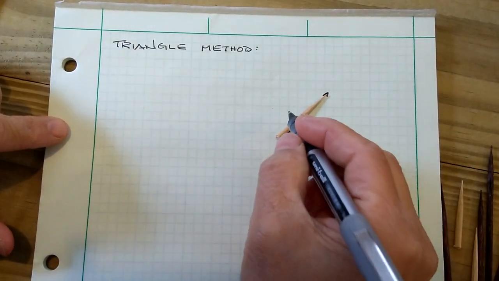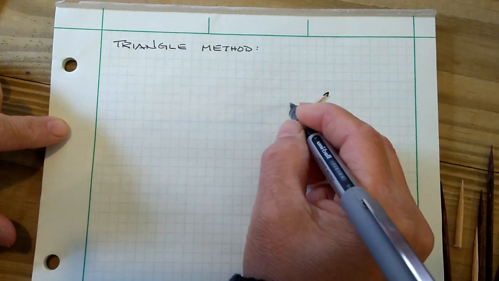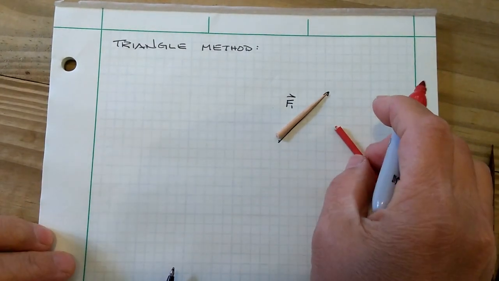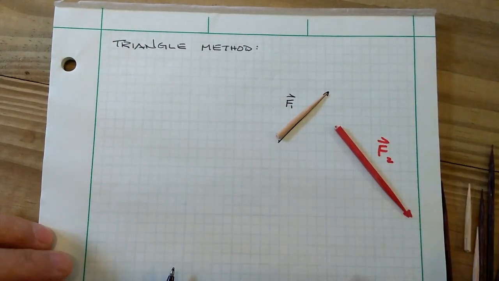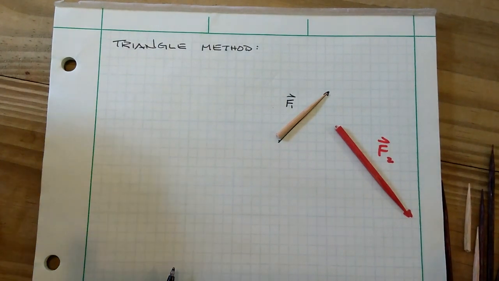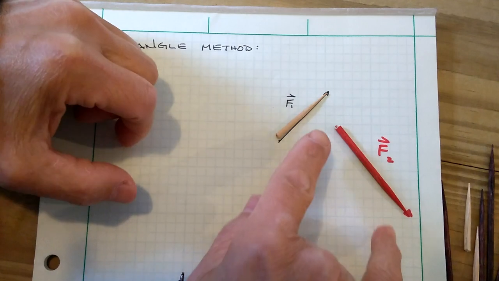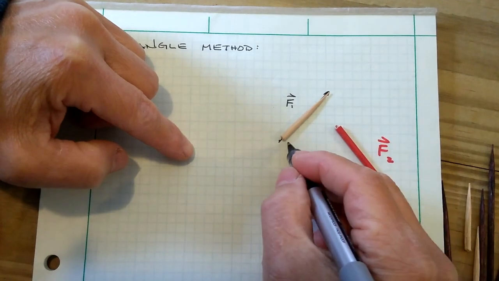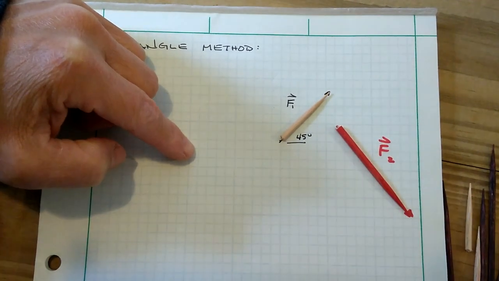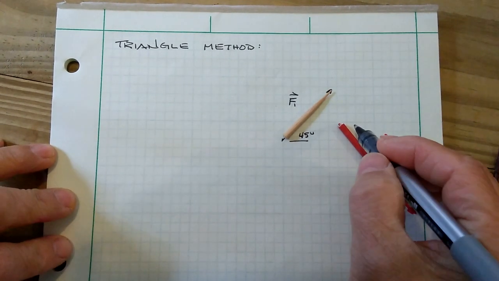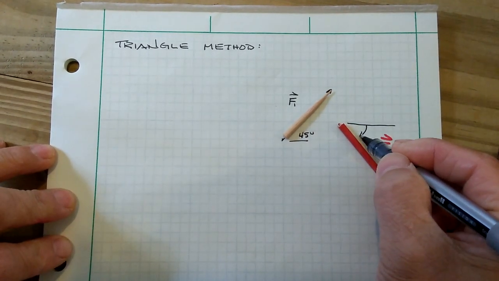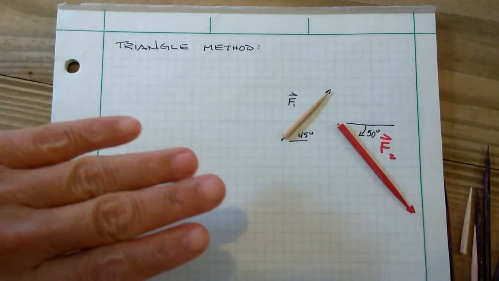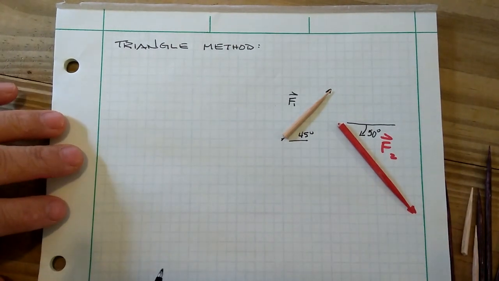Let's consider this to be vector 1, and we'll call it F1. And let's call this vector F2. So each of these vectors has a magnitude, the length, and direction. This is going in that direction, and it's at approximately 45 degrees. And this vector is approximately maybe 50 degrees. So they have direction and magnitude, therefore they're considered to be vectors.